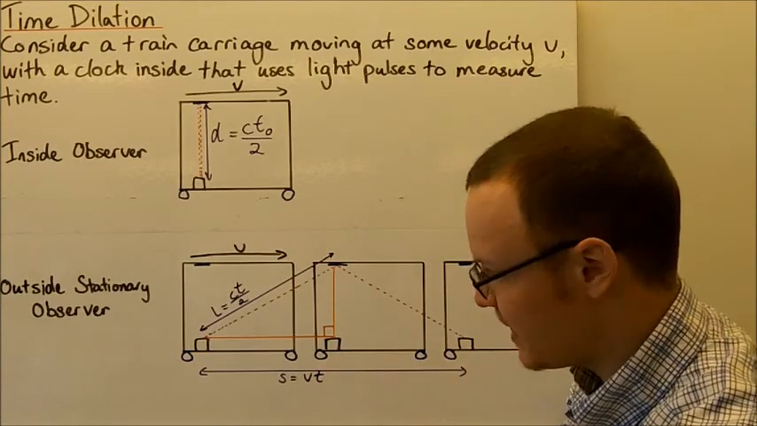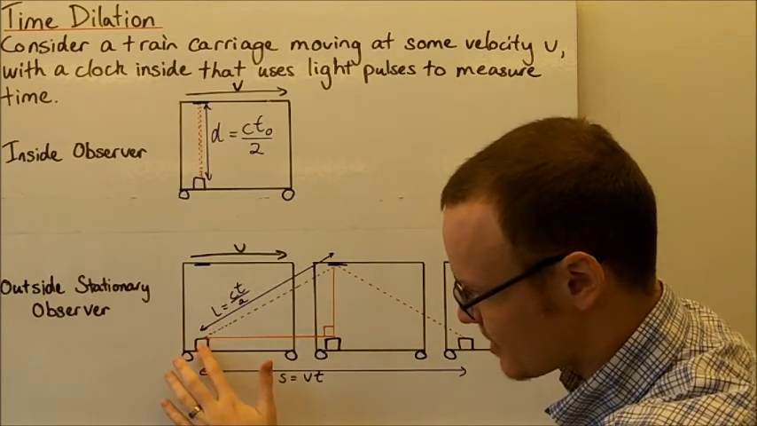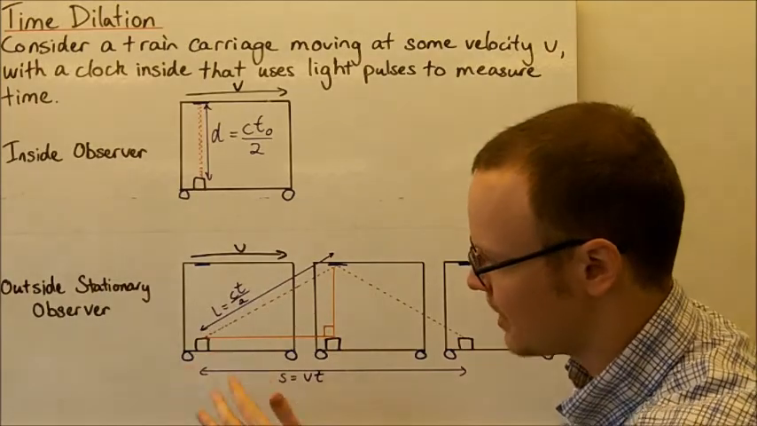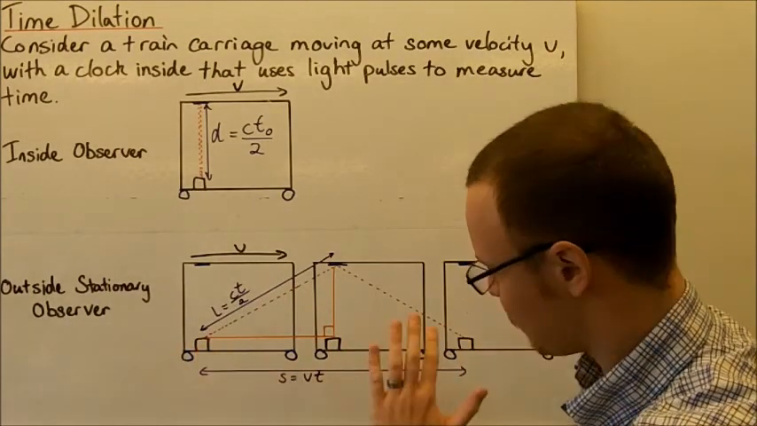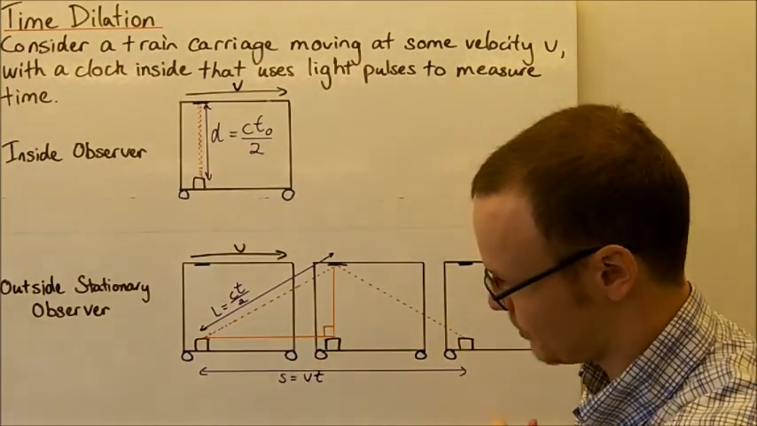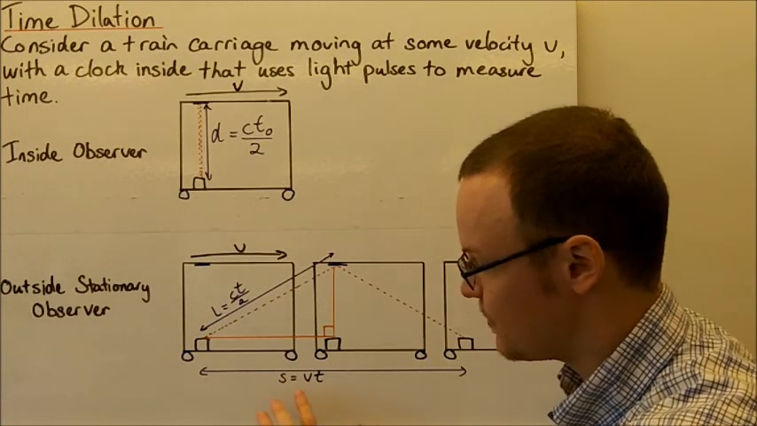Once again, speed is distance over time, but we're not looking at the speed of light in this case, because the difference in distance here is related to the movement of the carriage. Because the carriage has been moving at some velocity v, that has caused this change in displacement as it moves to the left and right. We've called this displacement s, and that's equal to vt.